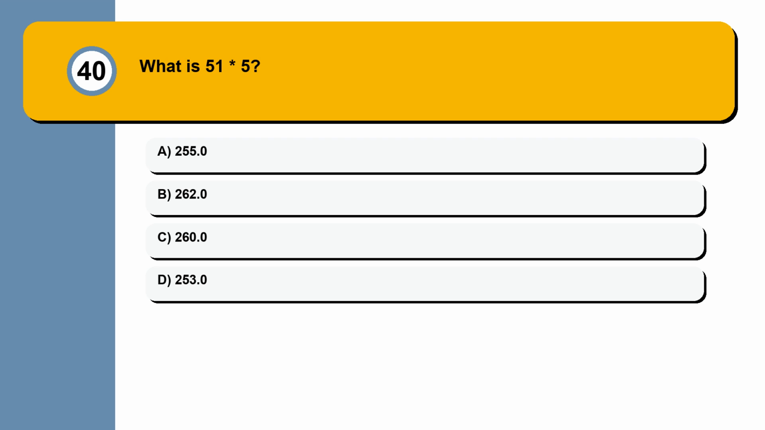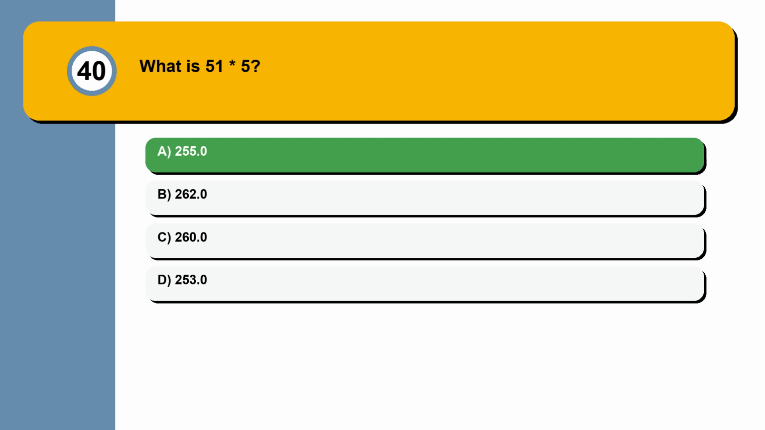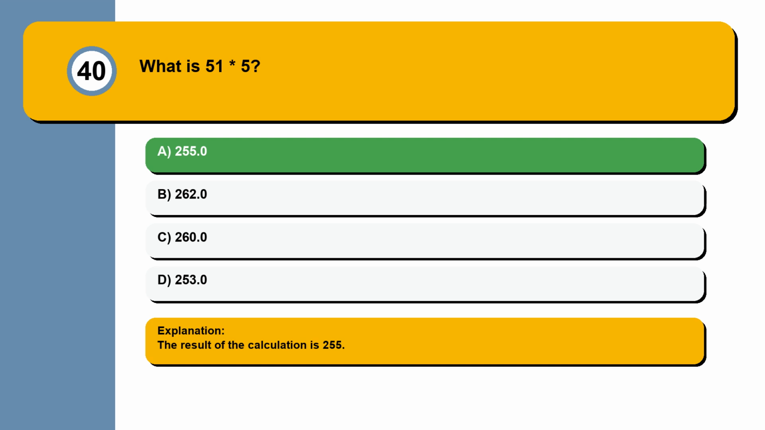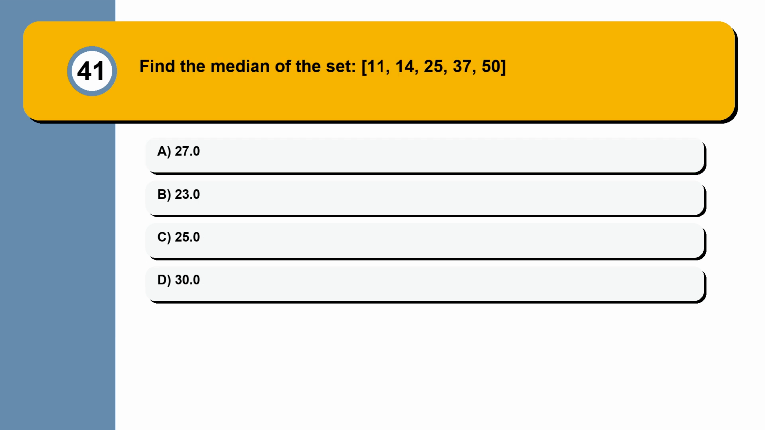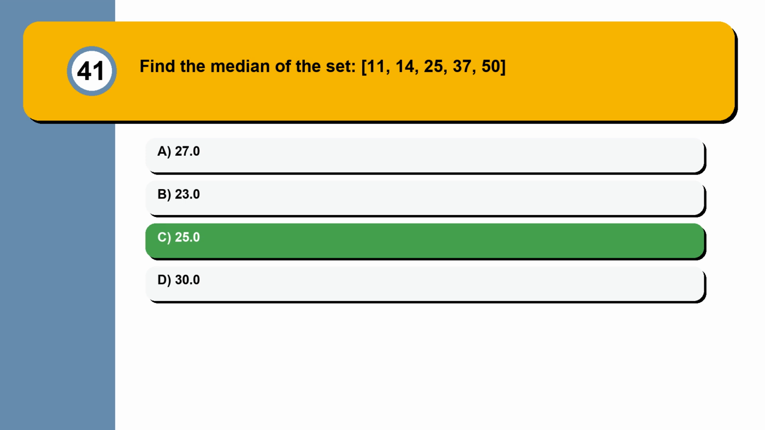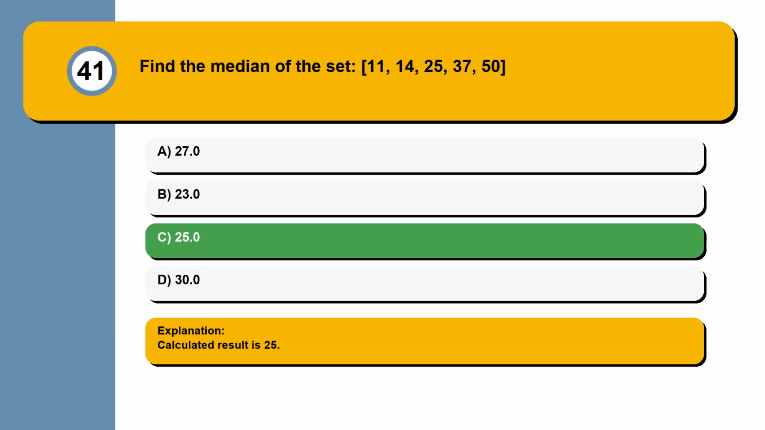Question 40. What is 51*5? 255.0, 262.0, 260.0, 253.0. The result of the calculation is 255. Question 41. Find the median of the set 11, 14, 25, 37, 50, 27.0, 23.0, 25.0, 30.0. Calculated result is 25.